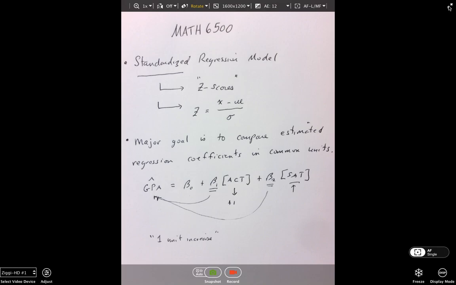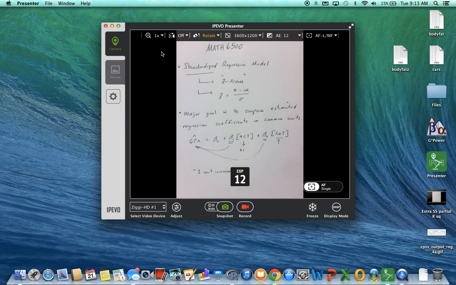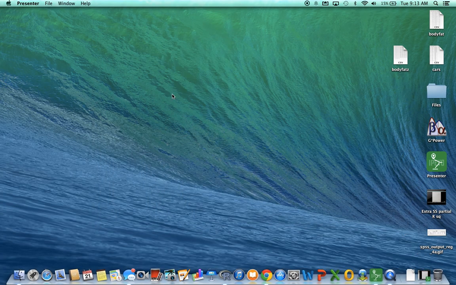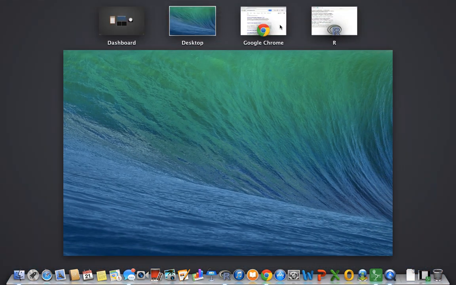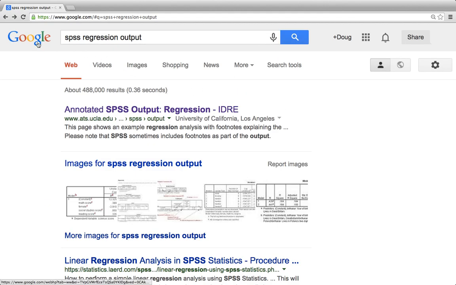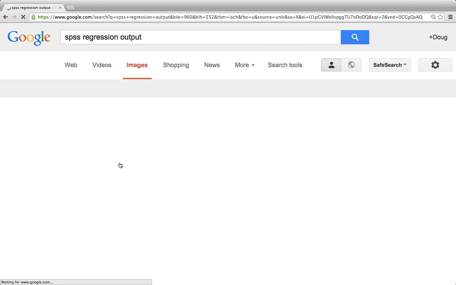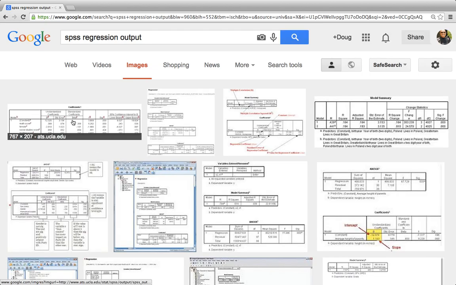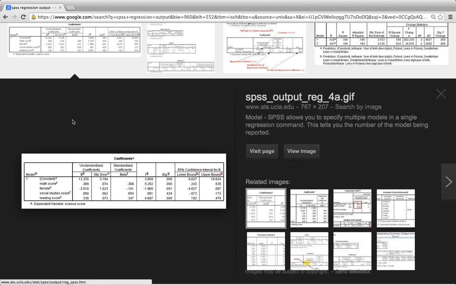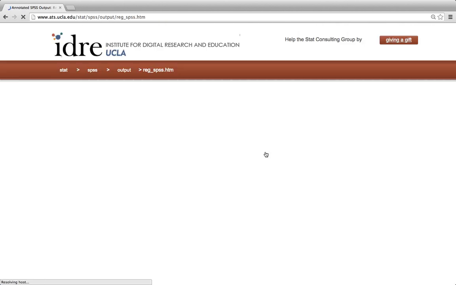So let me show you what I did. I like R. R's cool, but I've done a lot of work with SAS and SPSS in the past. And something that I really liked about SPSS is the following. To demonstrate this to you, I pulled up Google and did a very simple search on SPSS regression output. And when I went to the images, the first image that I saw turned out to work really, really well. So I decided to visit the page.